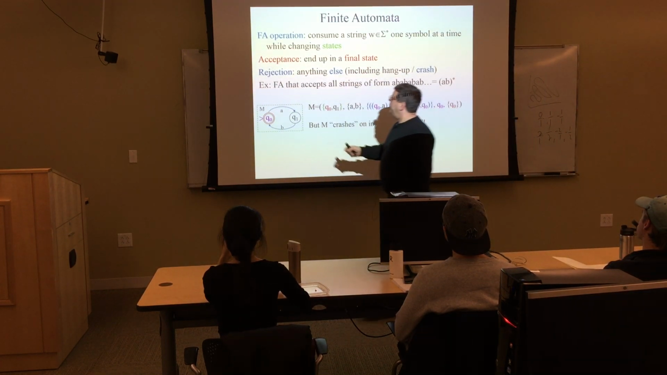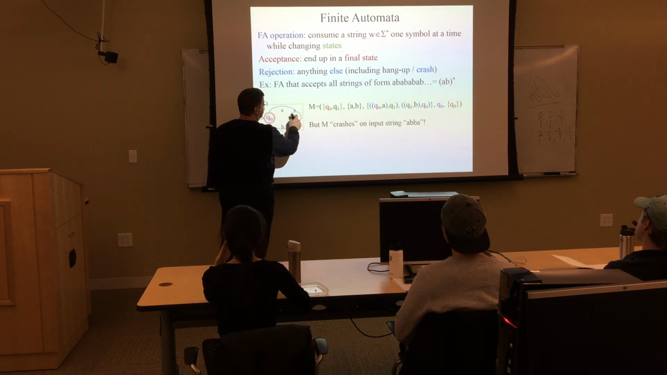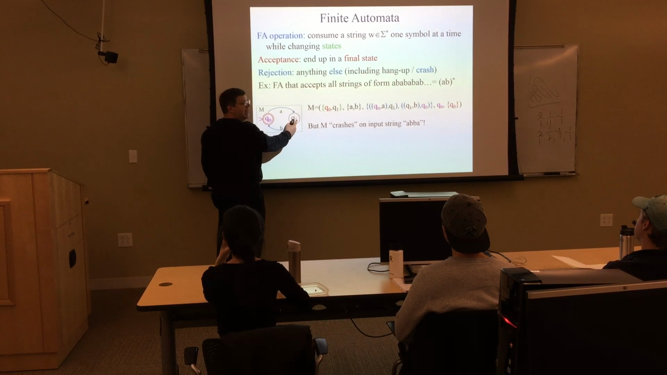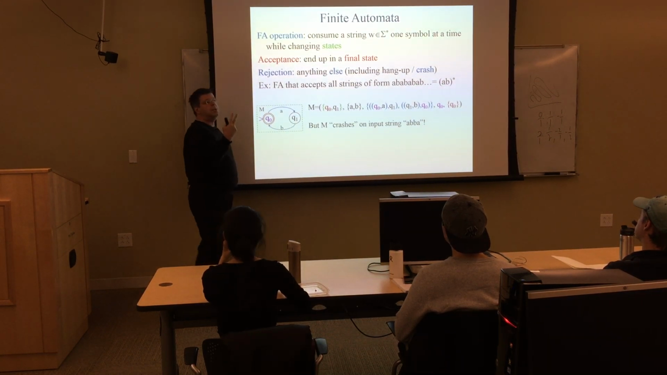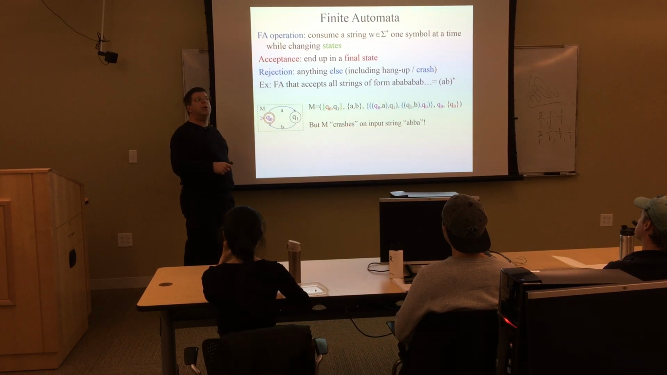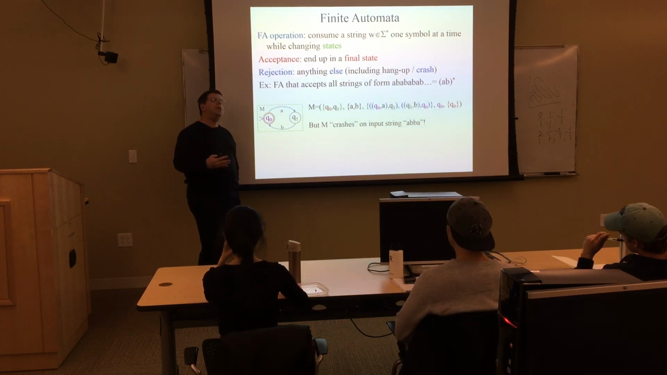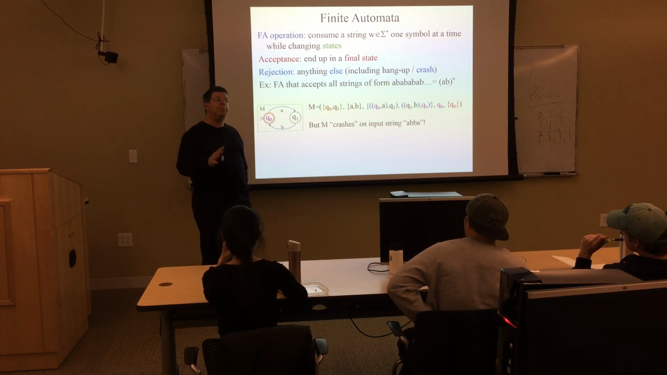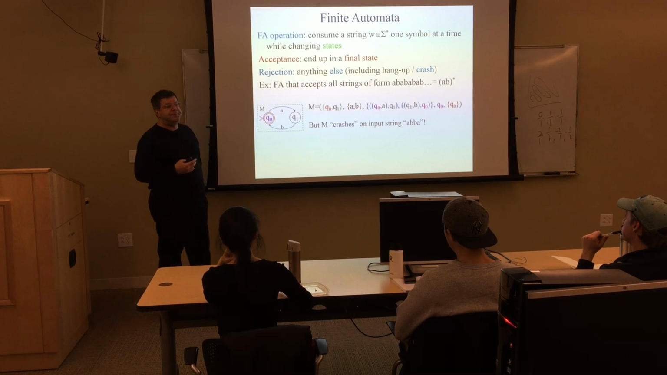Right? So for example, if you're in here and you see an A, you have nowhere to go. But if you're here and you see an A, you just saw an A, that's how you got here. And if you see another A, it's not a string of this form, that means there's two A's in a row. So you should not accept, and this machine will hang or crash. But remember, a rejection is anything other than acceptance, including crashes. So if you crash, you implicitly reject by virtue of not accepting. It's like a passive way of rejecting.